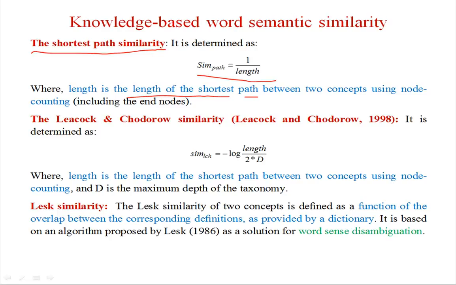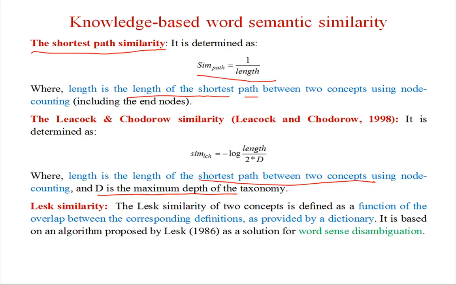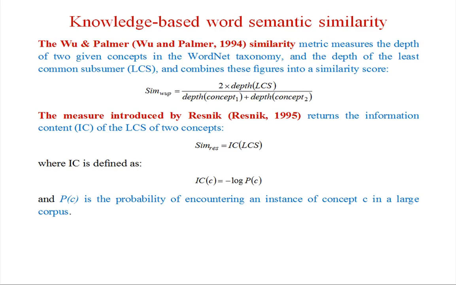The other is Leacock-Chodorow similarity. It is determined as similarity equals minus log of length divided by 2 times d, where length is the length of the shortest path between two concepts using node counting, and d is the maximum depth of the taxonomy. For example, if the maximum depth is 10, then d will be 10. Lesk similarity: the Lesk similarity of two concepts is defined as a function of overlap between the corresponding definitions as provided by a dictionary. It is based upon the algorithm proposed by Lesk as a solution to word sense disambiguation.